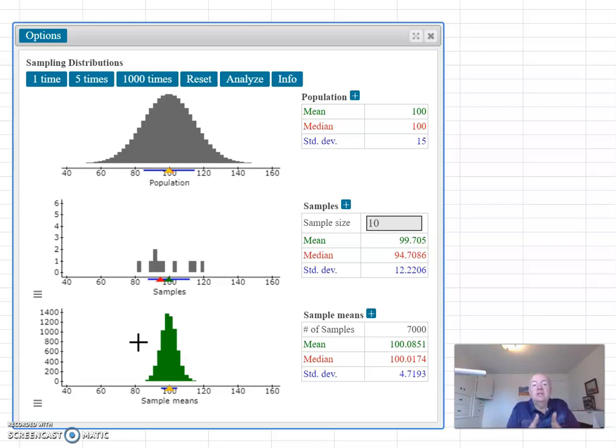The curve is narrower. Okay, so that means the means are clustered more. We don't get means bouncing around all the time. They're going to be more clustered in the center. Okay. So in fact, we have a nice, neat formula.